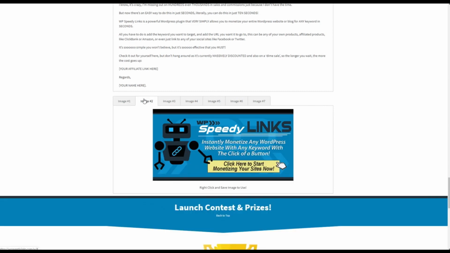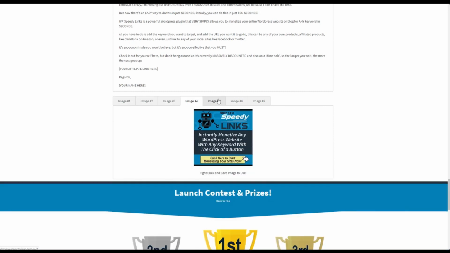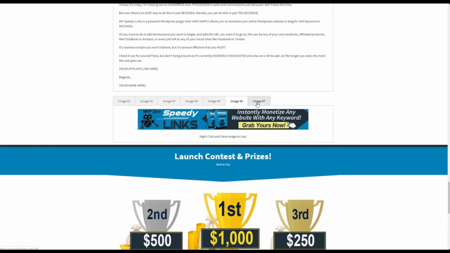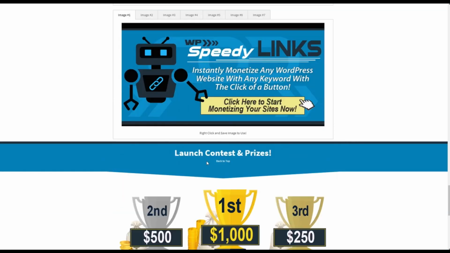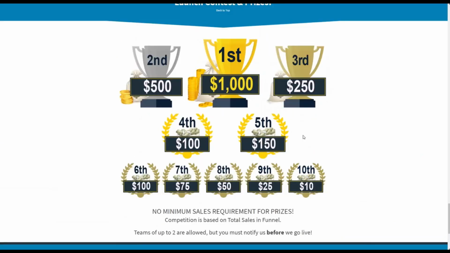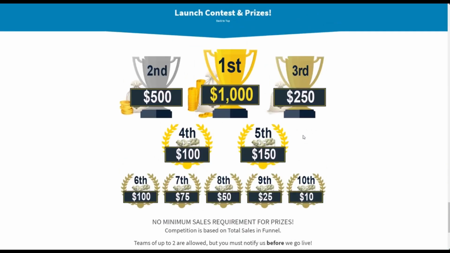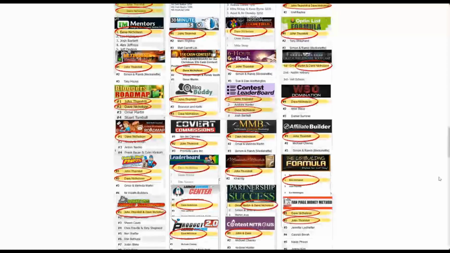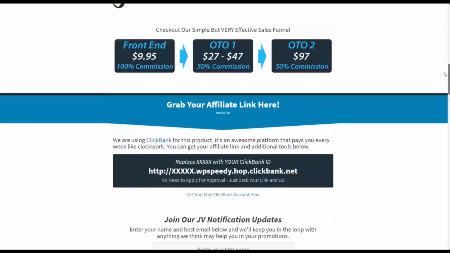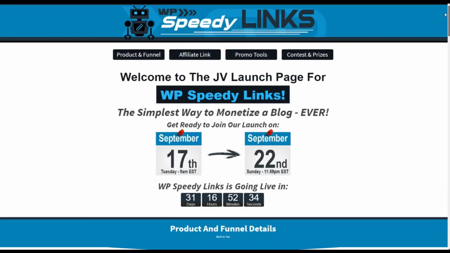However, they're also offering images that you can use in Facebook or Google Ads, that kind of stuff. Many vendors do not do that, okay, so that's a good sign. And of course, launch contests right here, the amount of money that you can win if you make it into the top 10 leaderboards. So this is all important stuff.